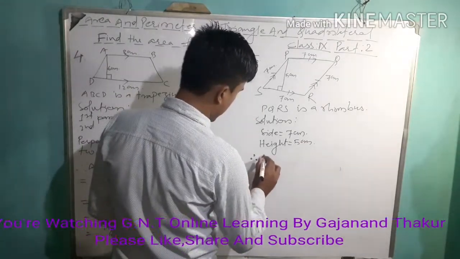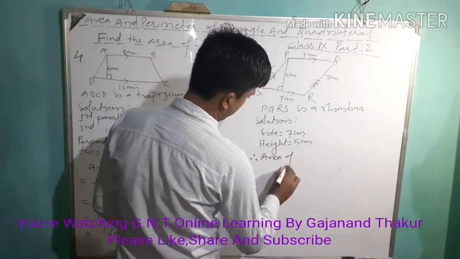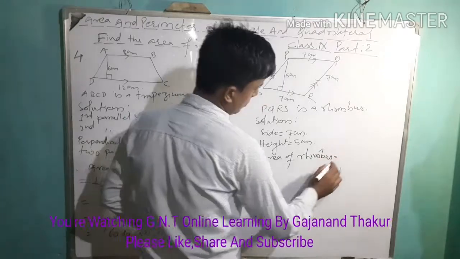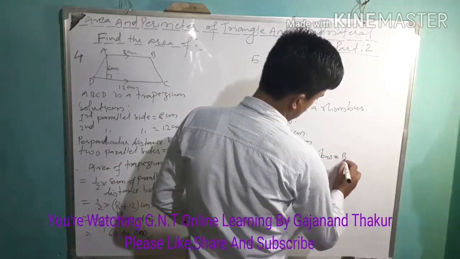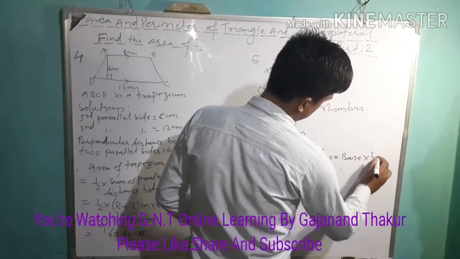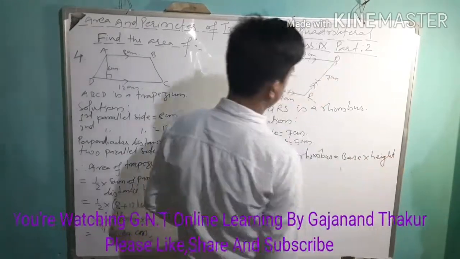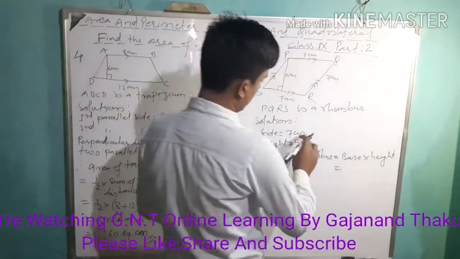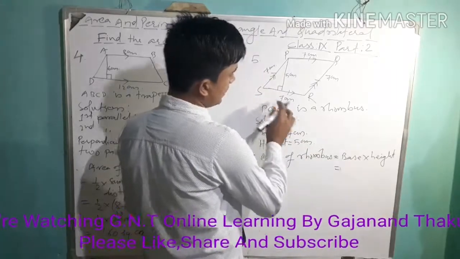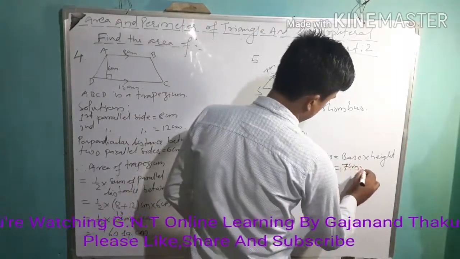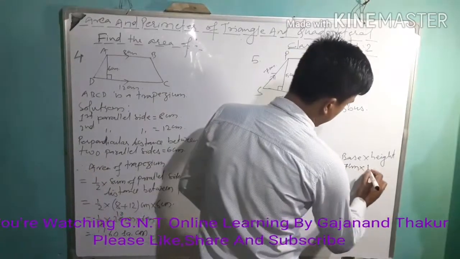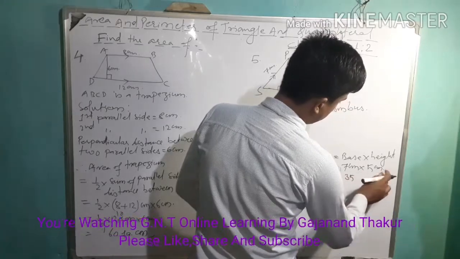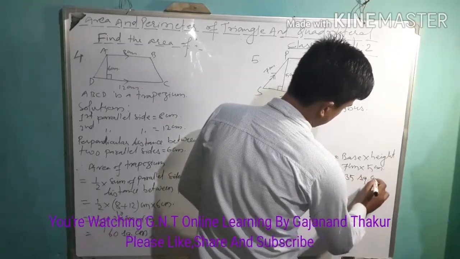Therefore, area of rhombus equals base into height. So the base is 7 centimeter, and the height is 5 centimeter. 7 5s are 35, centimeter into centimeter gives square centimeter.